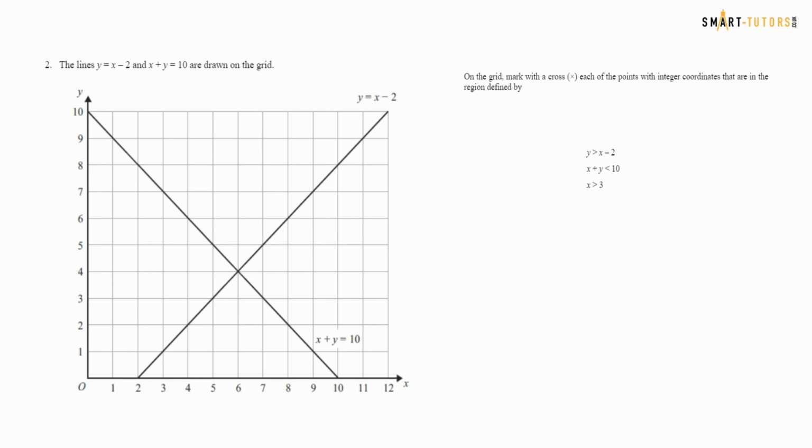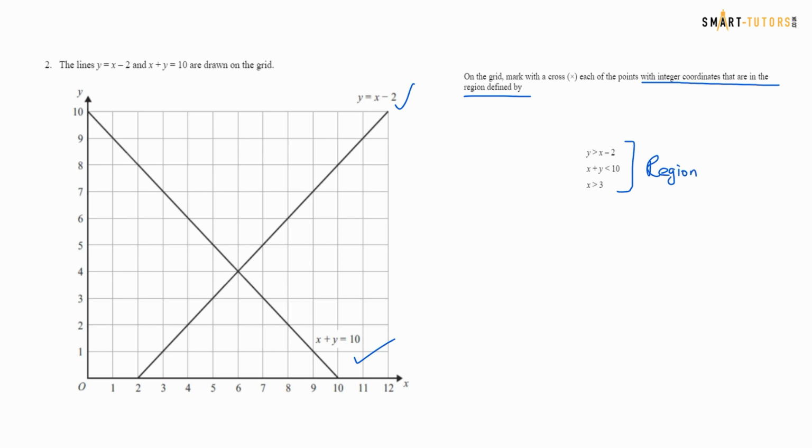Second question. The line y equals x minus 2, which is this one, and x plus y equals 10 is given. On the grid, mark with a cross x each point with integer coordinates that is in the region defined by these. So we need to find out what the region is first. Do it one by one.